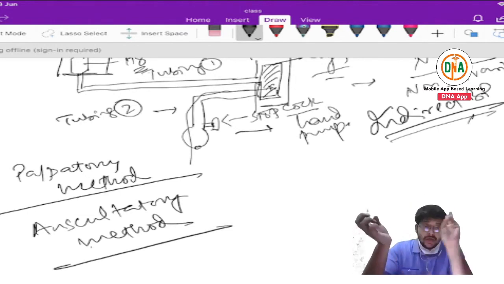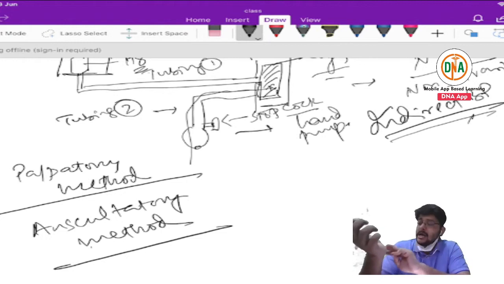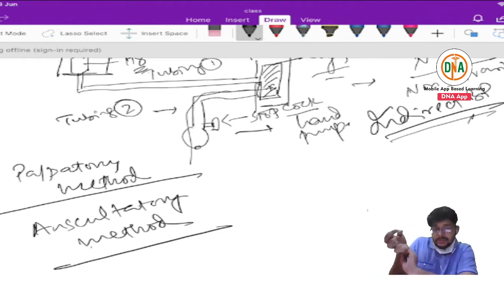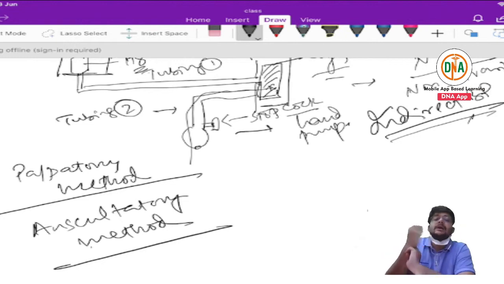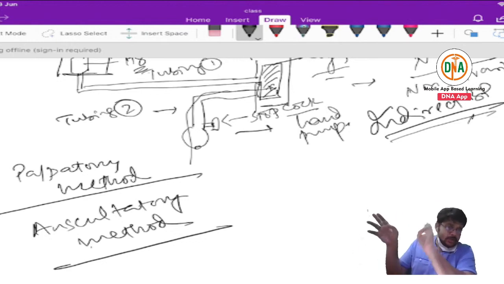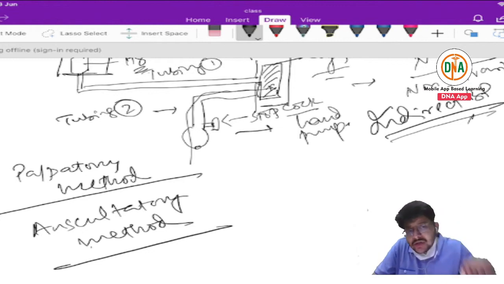Take three fingers of your right hand and put them on your radial pulse. Try to feel the radial pulse. I hope that you have been through a practical exam or practical classes in your college. Just for recapitulation, put three of your fingers on the radial pulse and try to feel it.